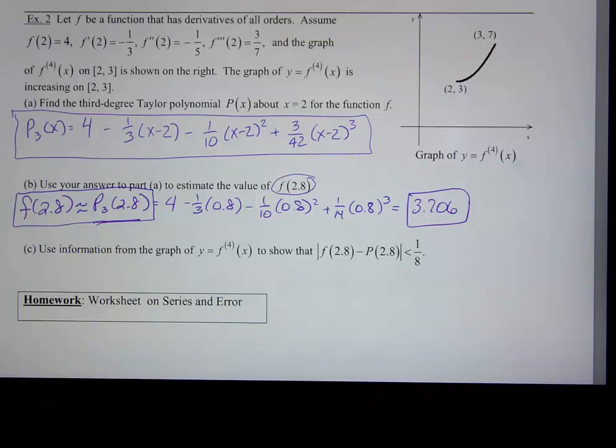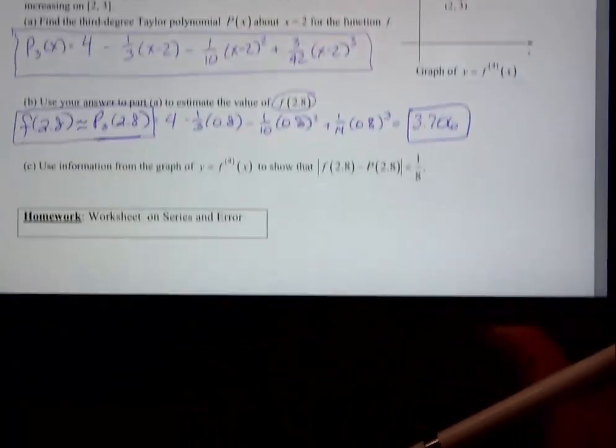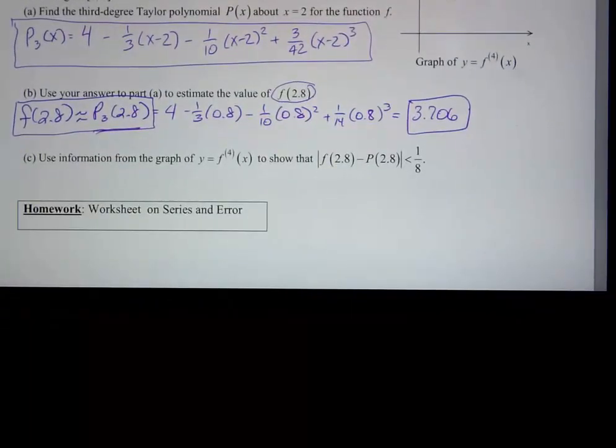Any more questions on part B? Okay, so far so good. 2/3 done, all by yourself. Okay, part C. Let's move it up. Use information from the graph of the fourth derivative. Okay, I guess I need that graph now. To show that the absolute value of f of 2.8 minus p of 2.8 is less than 1/8.